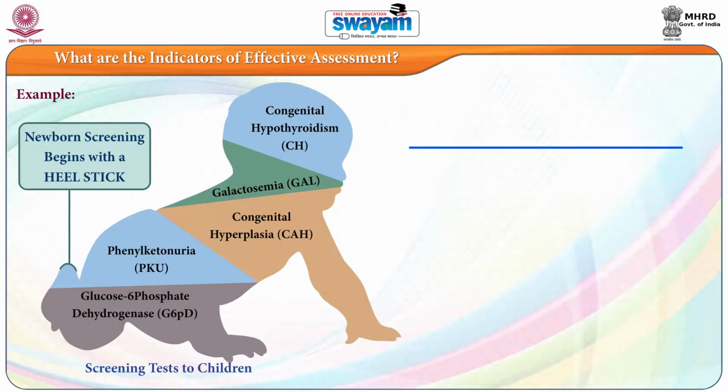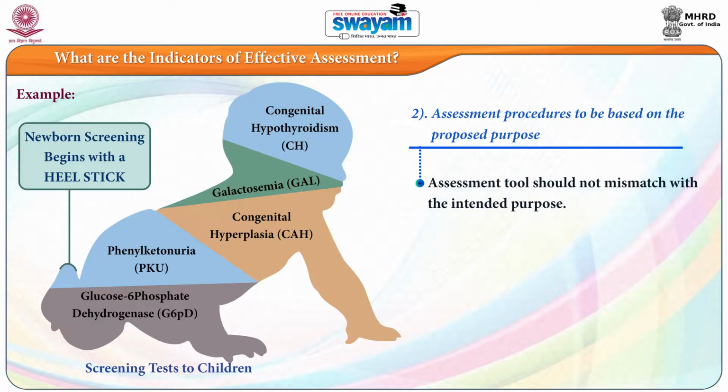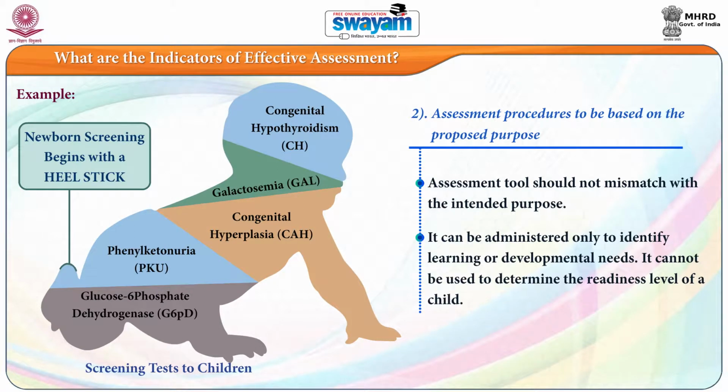The second indicator of assessment is that the assessment procedures are to be based on the proposed purpose. Assessment tools should not mismatch with the intended purpose. For example, screening tests can be administered only to identify learning or developmental needs. It cannot be used to determine the readiness level of a child.